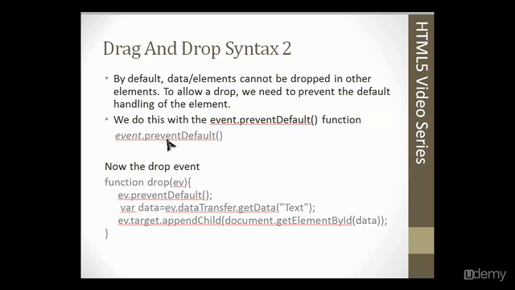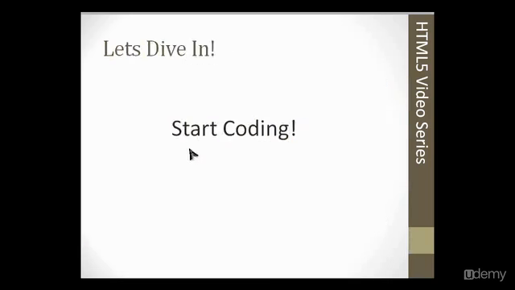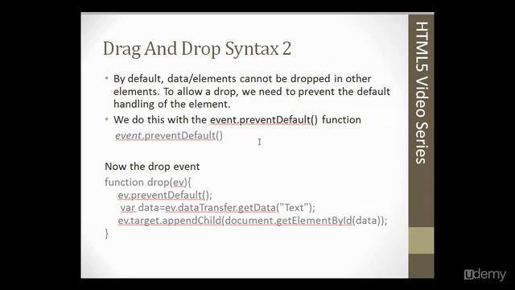Alright, so that brings us to the next part of the code, which is event.preventDefault. Now, what this does is, by default, the data cannot be dropped into other elements. To allow it to drop, we need to prevent the default handling of the element. So that's all we're doing right here, is just preventing the default action.